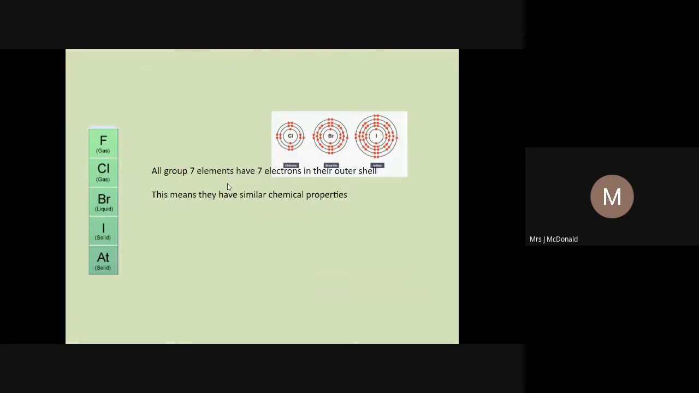All the group 7 elements have 7 electrons in their outer shell. And you can see they haven't got the same total number of electrons because as we go down the group, they get bigger. And because they get bigger, they have more electrons. But the outer shell on all of them in the group, if you count them up, has just 7 electrons. And that means they've also got similar chemical properties.